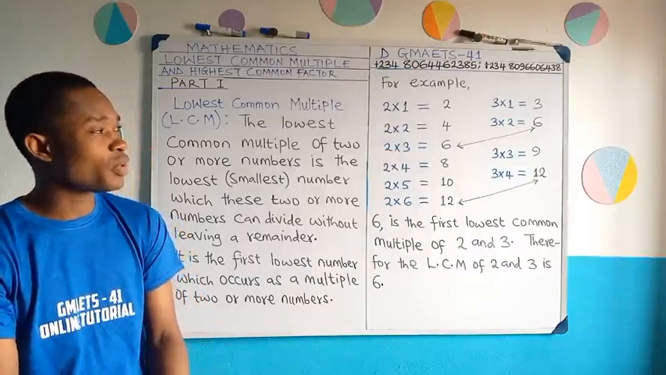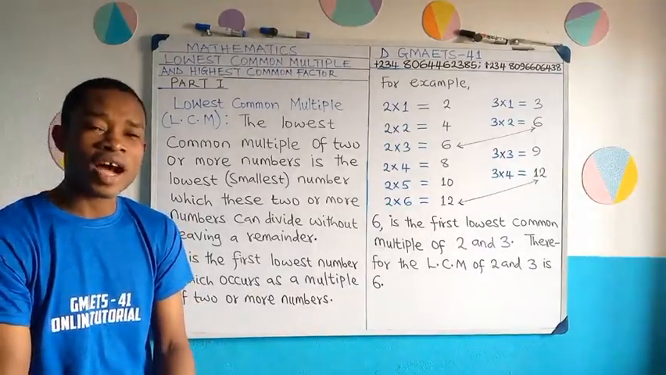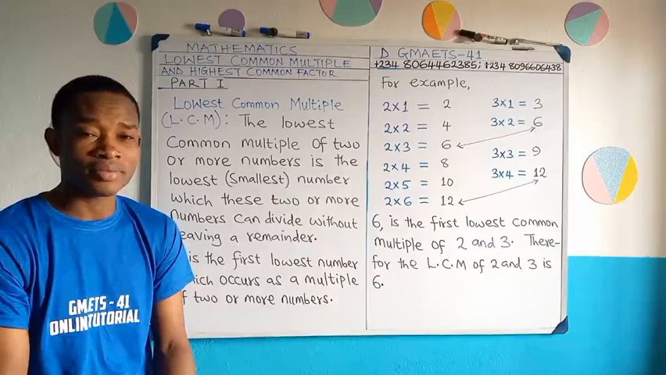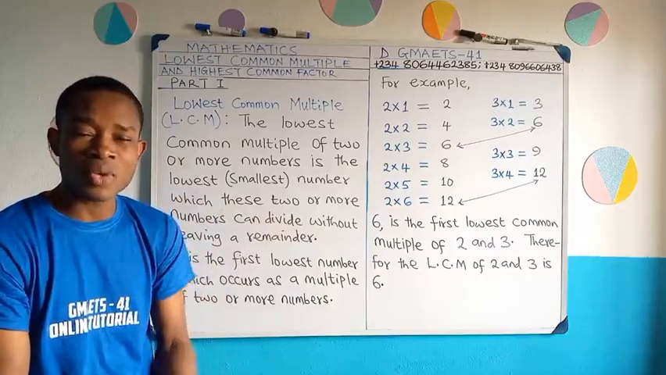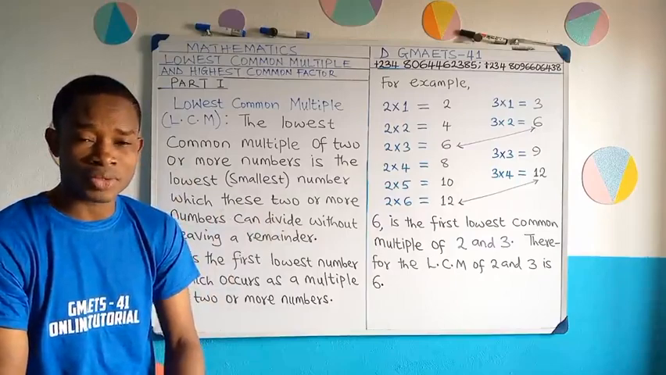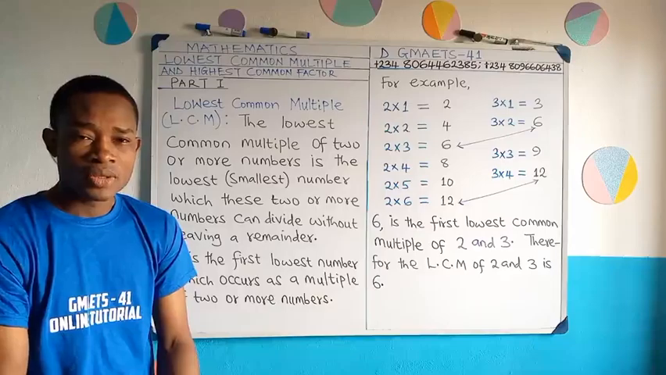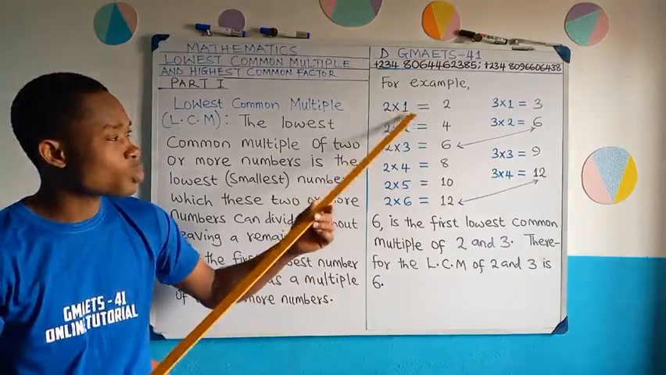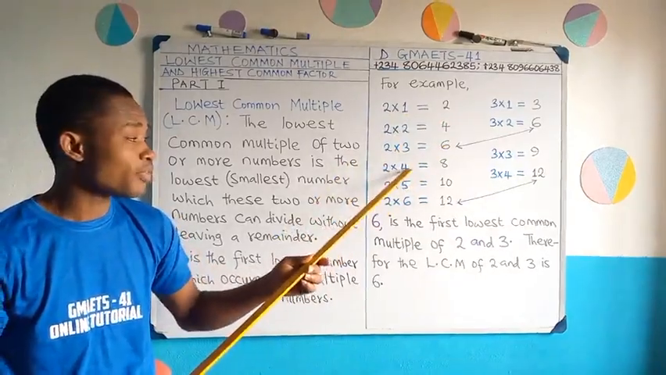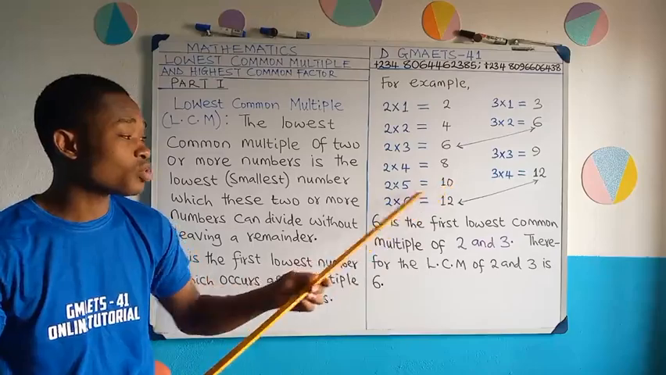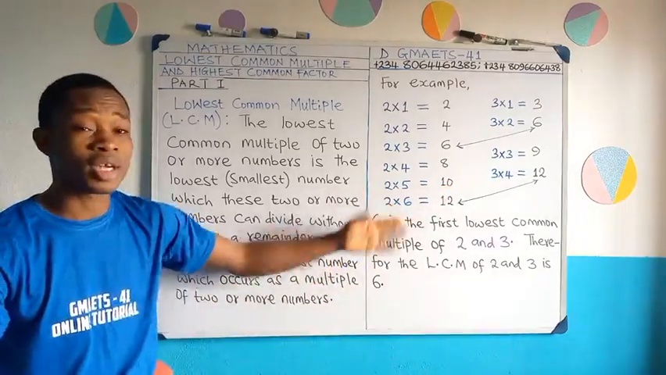Now we have this example here. We're trying to find out the LCM of 2 and 3, so as to help us understand the real meaning of LCM, lowest common multiple of 2 or more numbers. In 2 times table, if you do 2 times 1, you get 2. 2 times 2, you get 4. 2 times 3 will give you 6. 2 times 4 will give you 8. 2 times 5 will give you 10. 2 times 6 will give you 12. I decided to stop at 2 times 6.